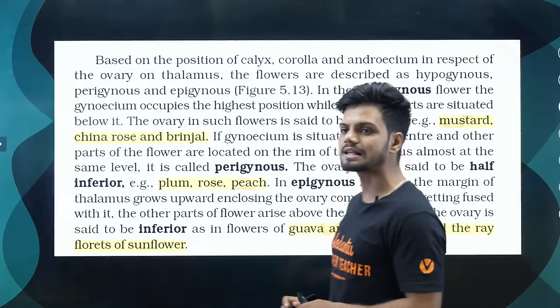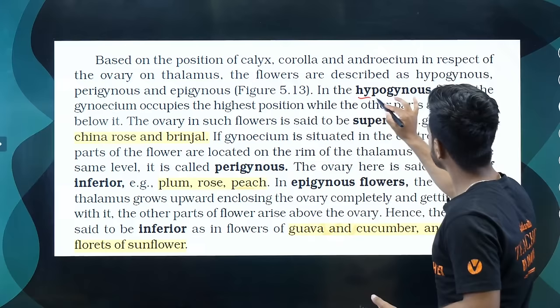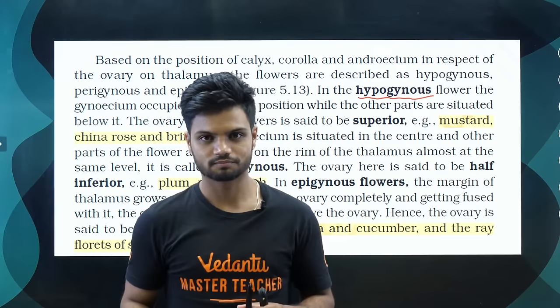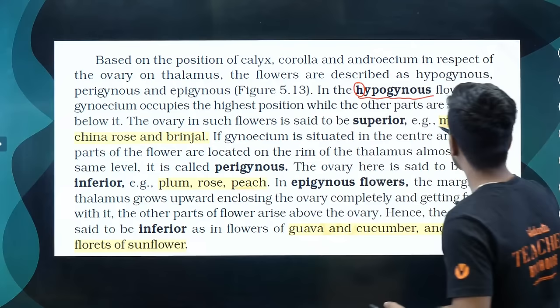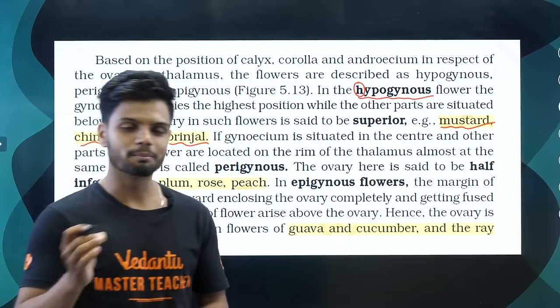Now students, they can ask you questions from epigynous, hypogynous or perigynous. Do you want a trick for this? Yes, a very easy trick. A hero from China must have brinjal. That is, hero is hypogynous, must is for mustard, China is China rose, and have brinjal. A hero from China must have brinjal. I made it long back.